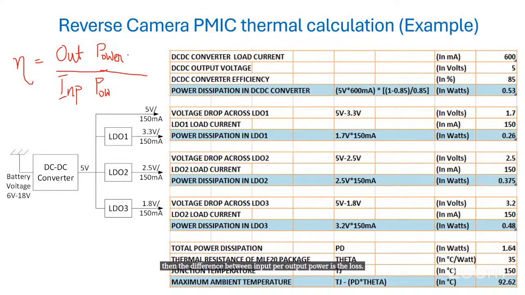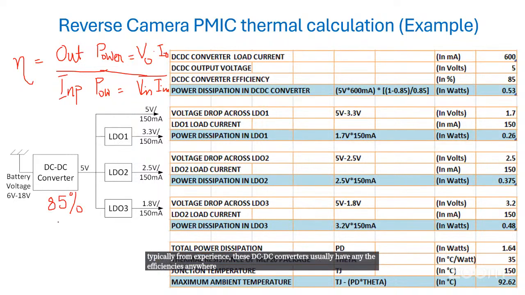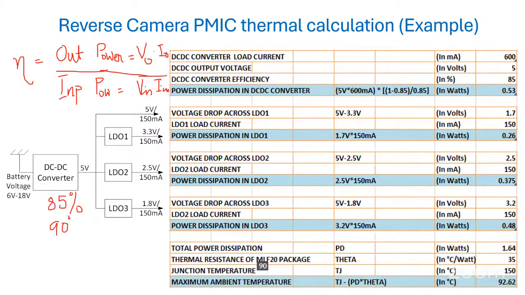Now output power is the same as V out times I out, and input power is the same as V in times I in. So for this DC-DC converter, we can calculate the efficiency. Typically, from experience, these DC-DC converters have efficiencies anywhere from 85% to 90%, based on the output voltage that it is delivering. So let's take a pessimistic example of 85%.